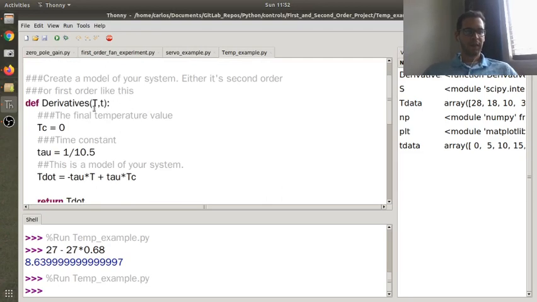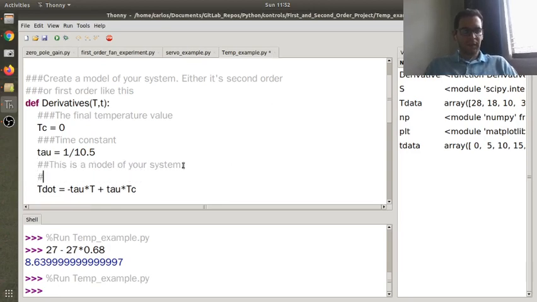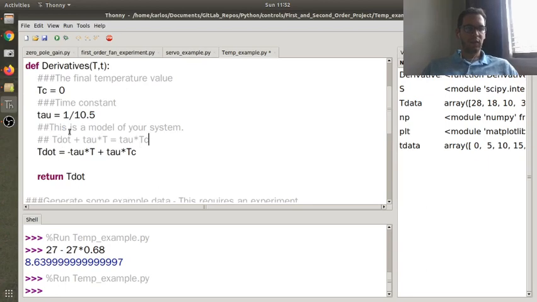This here is my first order system. I have my final temperature zero, I have my time constant, and then I have my equations of motion. If you look at your equations of motion in homogeneous form, you get T dot plus a T equals a times TC. If you want to solve for T dot, you just move this to the other side. Since TC is zero, this just goes away. So you just get T dot is negative a times T, and then you return T dot. This derivative routine, you give it a temperature and a time, and it returns what the derivative is.